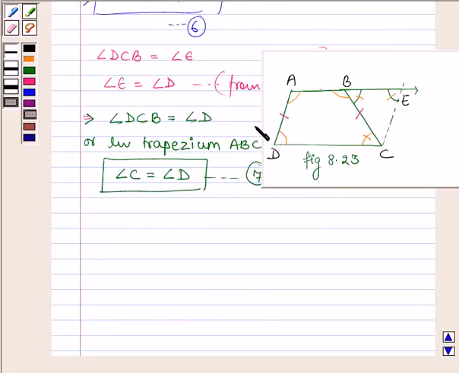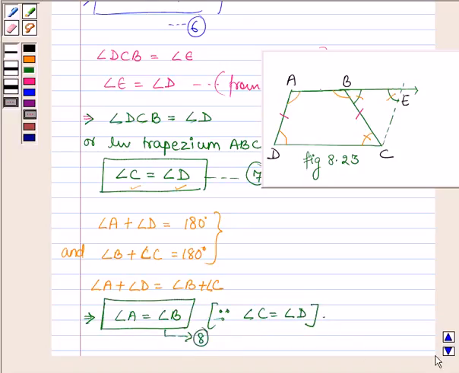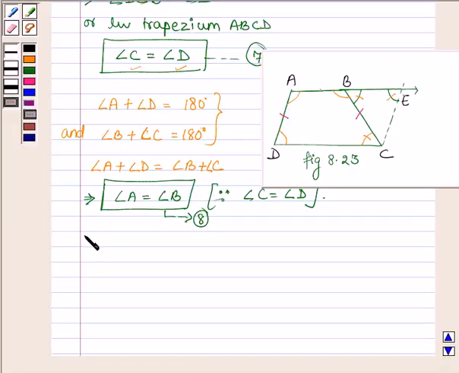Now further, since angle A plus angle D is equal to 180 degrees, and angle B plus angle C is equal to 180 degrees. So from these two equations, it implies that angle A plus angle D is equal to angle B plus angle C. And since angle C is equal to angle D, therefore this further implies that angle A is equal to angle B. And this is since angle C is equal to angle D. So let this be equation number 8. And hence we have proved that angle A is equal to angle B, which is the first part we have to prove, and angle C is equal to angle D.